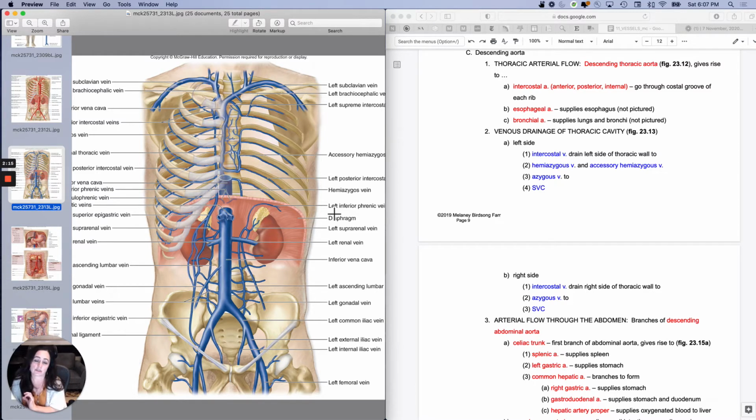We're going to run into some terms. One of them is azygous, as in azygote, as in unpaired. So these vessels are unpaired and the circulation pattern is weird. So watch as I draw it.